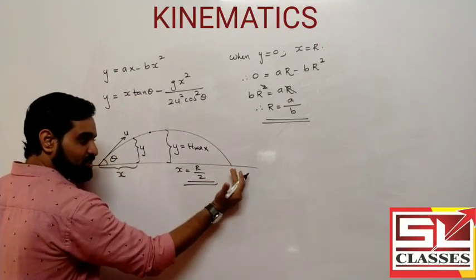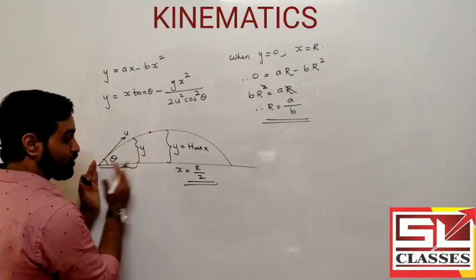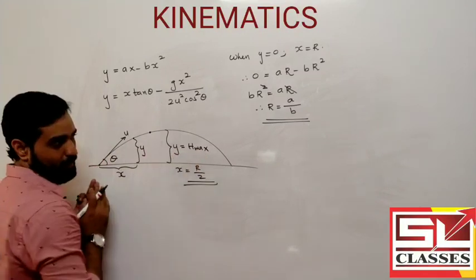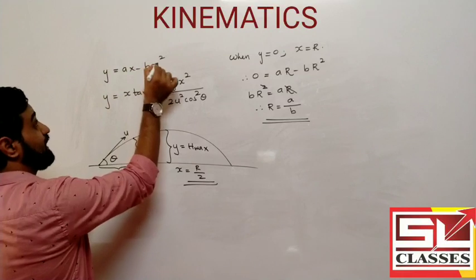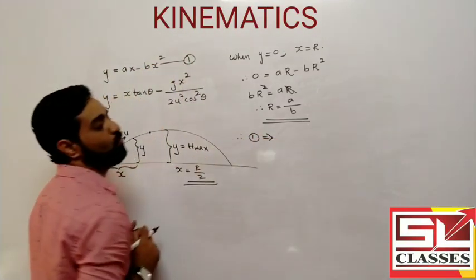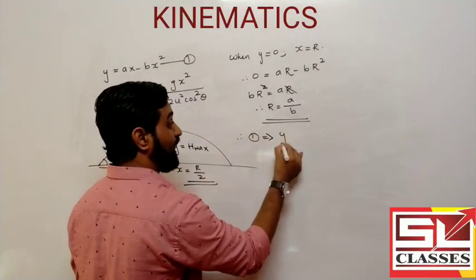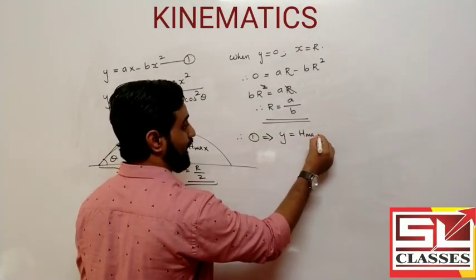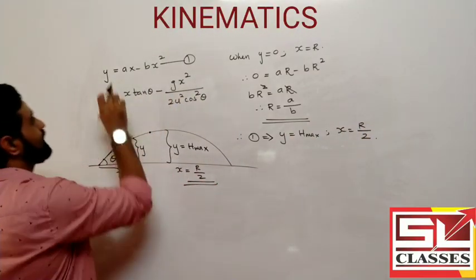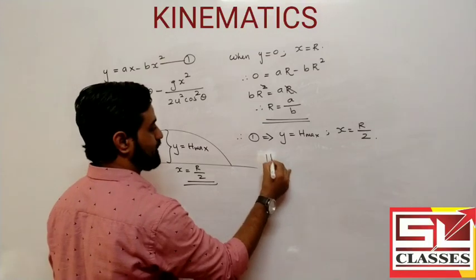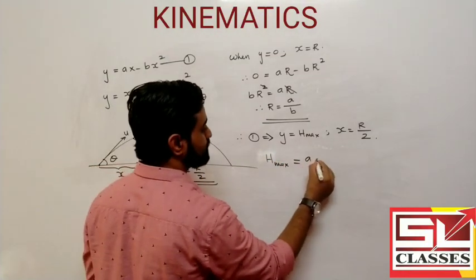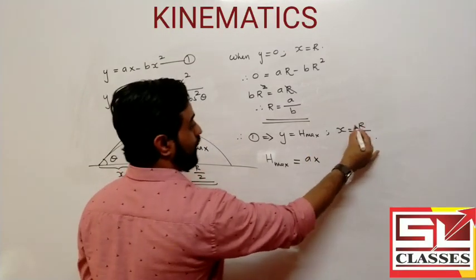This is totally range. This is half of range. So when x equal to r by 2, here y equal to h max. So in the same equation again, this is equation number 1. So again 1 becomes, I can write when y equal to h max, x equal to r by 2. So again substitute here y, instead of y you can write h max equal to a into, for x you have to write r by 2.